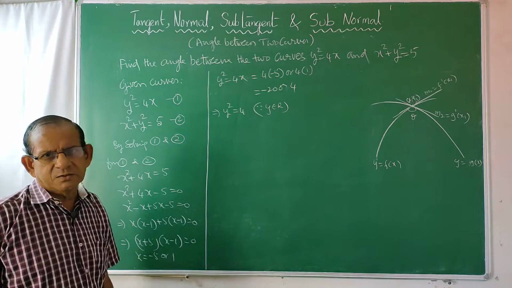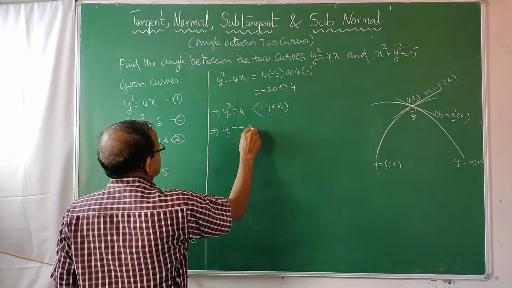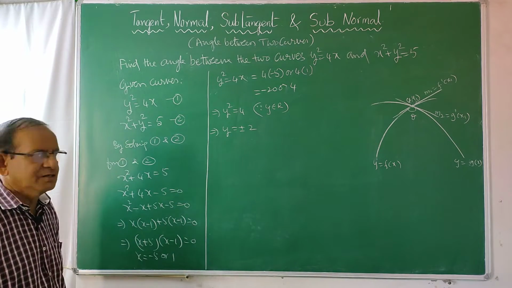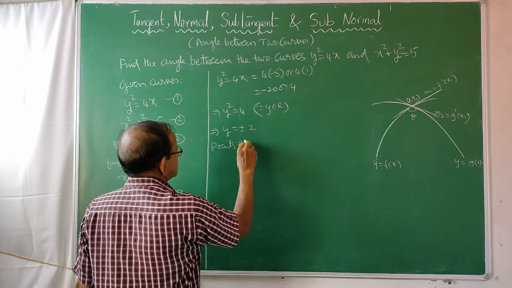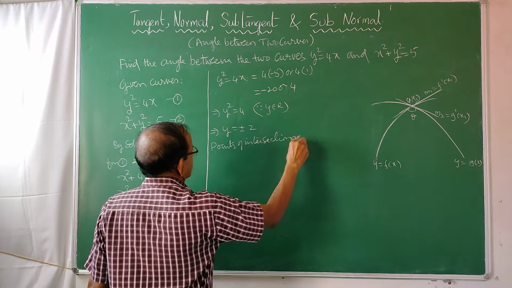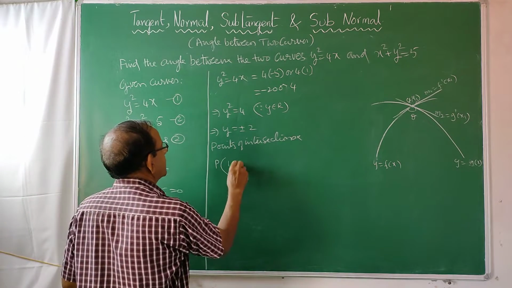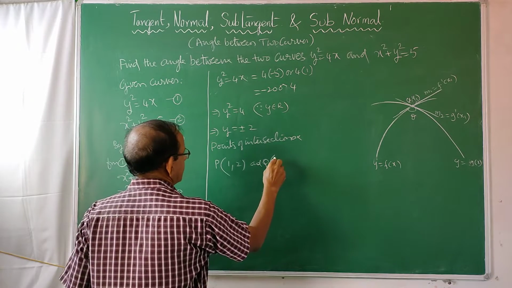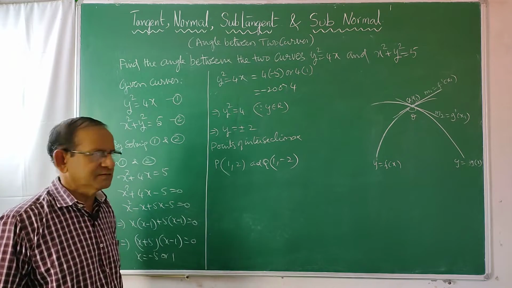If y square is equal to 4, then y is equal to plus or minus 2. So for x equal to 1 only, we have got these two values for y. So the points of intersection: the 2 points we are getting are P, the first point, x value 1, y value 2, that is 1 comma 2, and Q, the other point, 1 comma minus 2. At these 2 points we have to find the angles between the two curves.